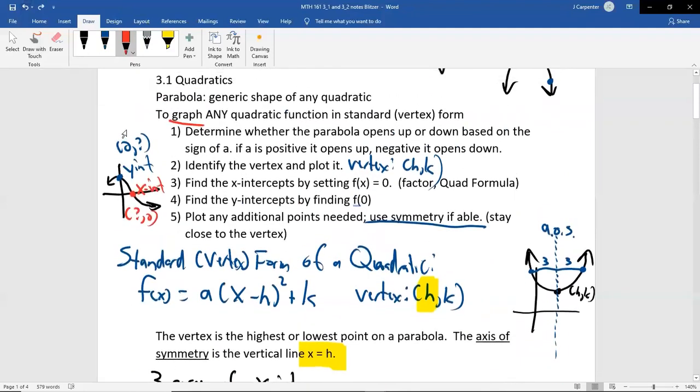So going back to the instructions, since we're finally about to do some problems, determine whether the graph points up or down based on the sign of A, positive up, negative down. Find the vertex. Be careful because the vertex, the x coordinate is backwards, but the y coordinate is not.